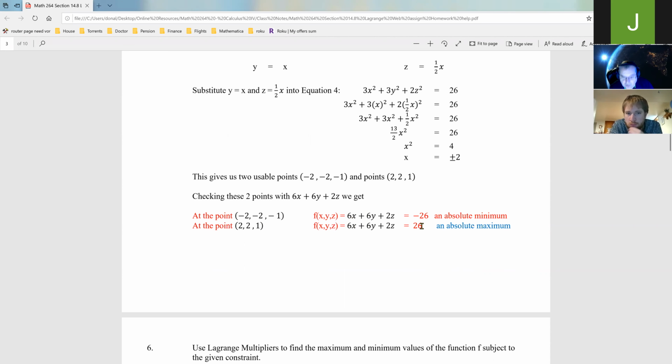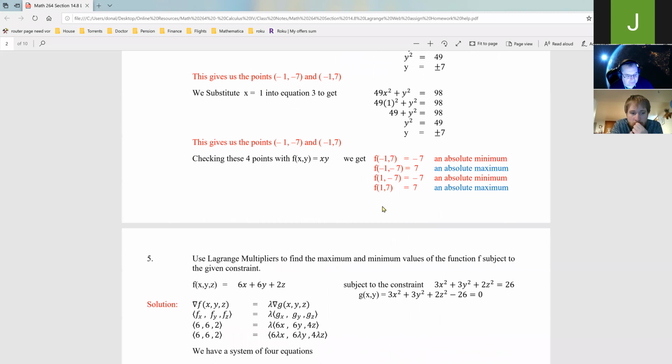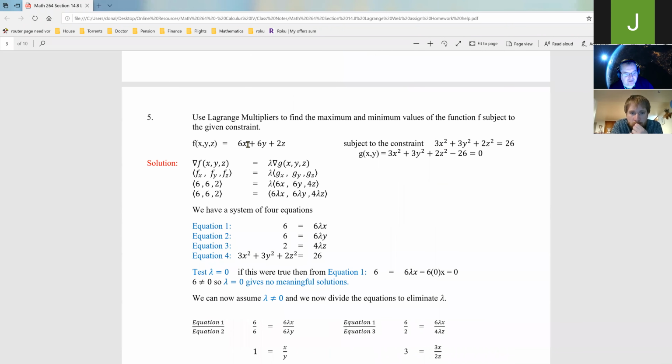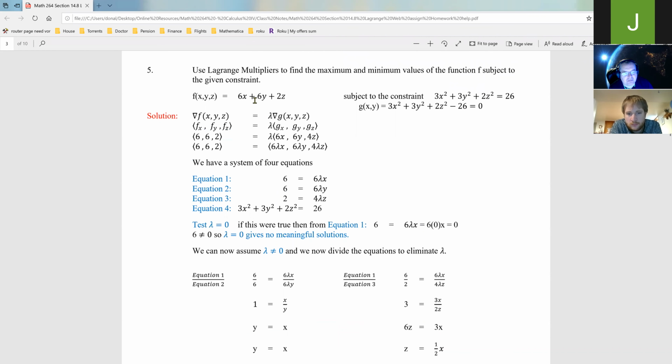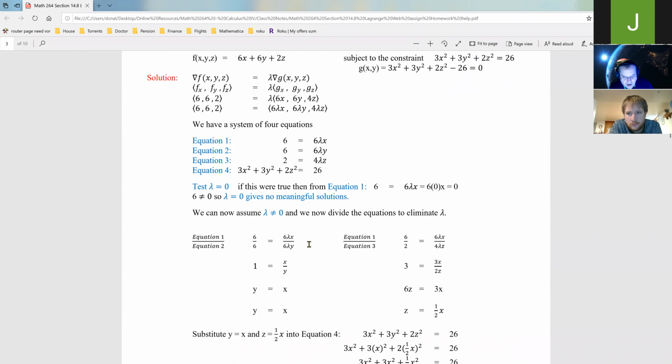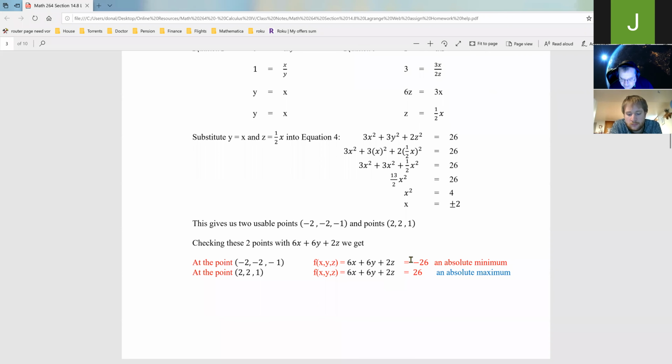So we have answered the question. And to remind you what the question is, what's the biggest value that guy can be? And the answer is 26. Where will it happen? It will happen when x is 2, y is 2, and z is 1. What's the minimum value this is ever going to be? Oh, it's going to be negative 26. And where will that happen? When x is negative 2, y is negative 2, and z is negative 1.